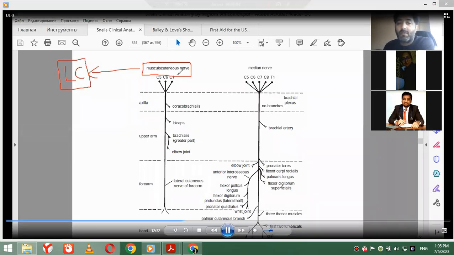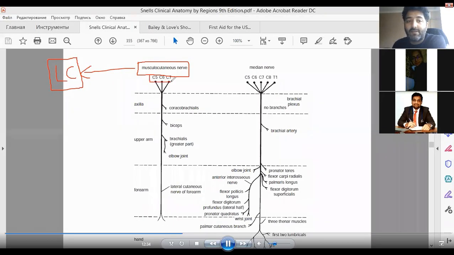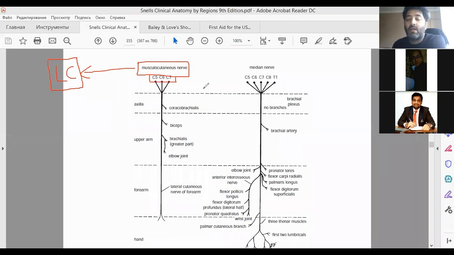The lateral cord gives the musculocutaneous nerve, and the root value is C5, C6 and C7. Now, a very important point to remember is that it innervates the anterior compartment of the arm region. So the anterior compartment of the arm is innervated by the musculocutaneous nerve.